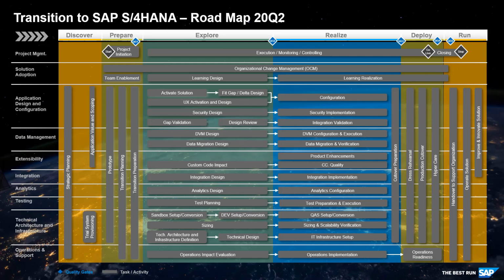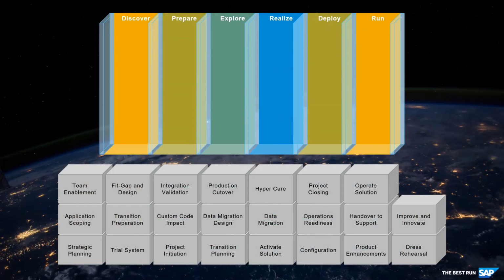Following the SAP Activate methodology, the transition roadmap is structured in 6 phases. So let's start and have a look at the phases and major activities. In the Discover phase, customers become familiar with the benefits of SAP S/4HANA and the benefits the solution can bring to a customer's business.